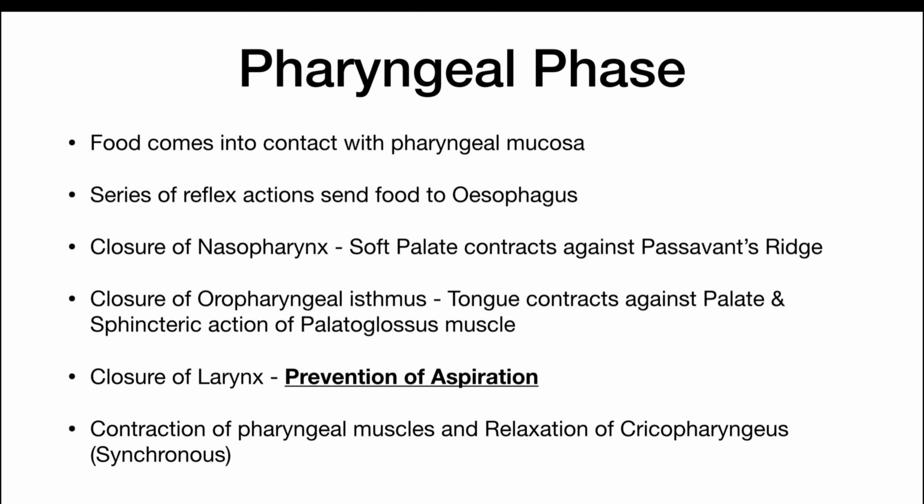Closure of oropharyngeal isthmus prevents food from going back into the oral cavity. This happens by contraction of tongue against palate and sphincteric action of palatoglossus muscle. And there is closure of larynx, which is very important because if food goes into the larynx, it can lead to aspiration and even death potentially. Contraction of pharyngeal muscles and relaxation of cricopharyngeus simultaneously or in a synchronous manner helps in executing all of these tasks smoothly.